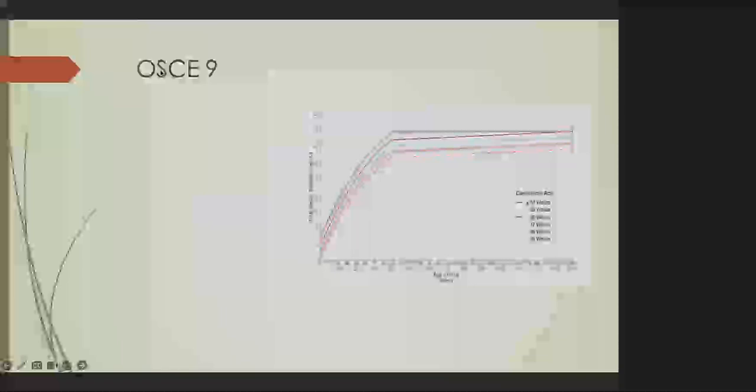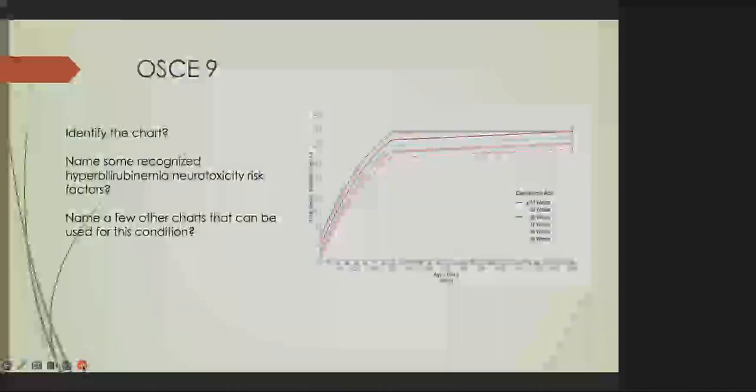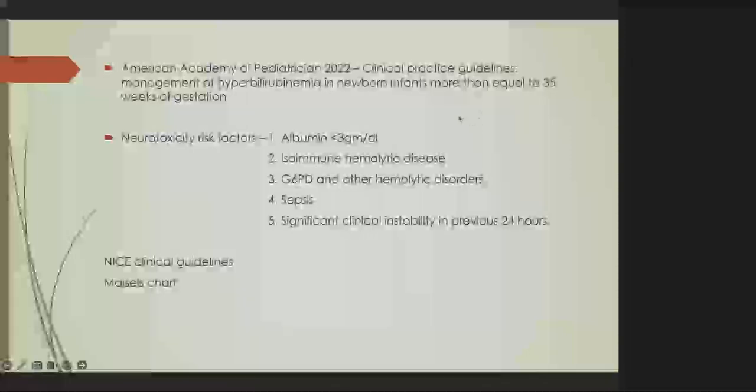Okay, so identify this chart. Name some recognized hyperbilirubinemia neurotoxicity risk factors. Yes, everyone is correctly answering it. And I would like you to answer the third part, some other charts which can be used. Yeah, so this is the American Academy of Pediatrics, and you have to mention the 2022 clinical practice guidelines for newborn infants of more than 35 weeks. Yes, I can see the other charts also.